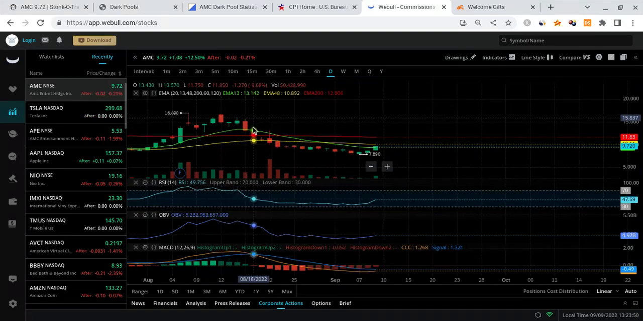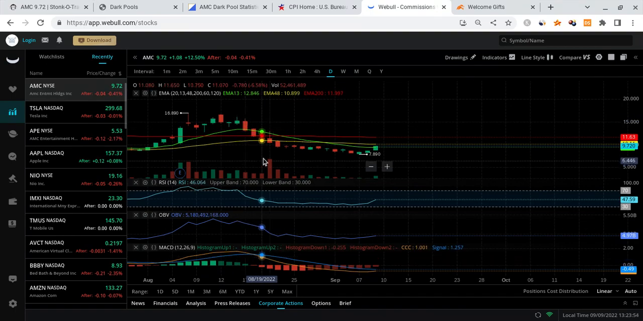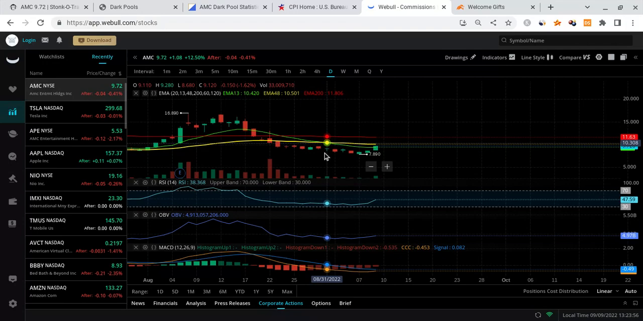So right here, you guys could see we were on this downtrend. We got a big crossover from the MACD. AMC started to come down. We got a 13/48 EMA cross. AMC came down even lower.